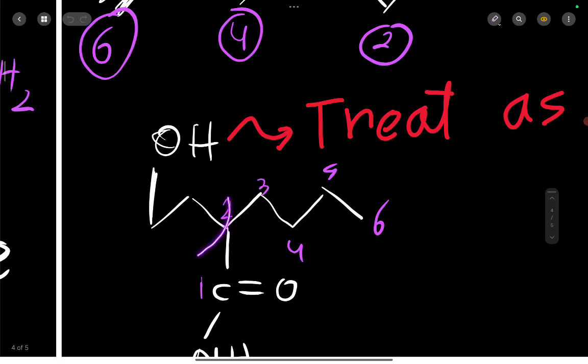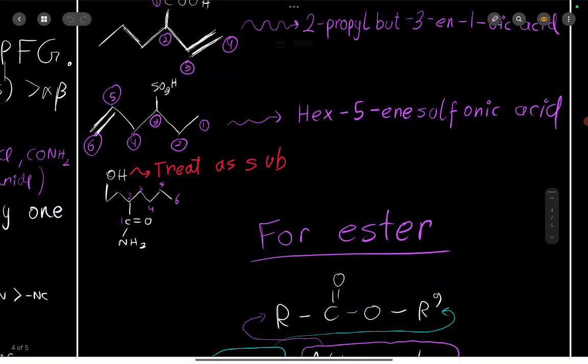This will be written like a substituent. Radical carbon starts from 1 here, 2 here. This will be 2-hydroxyethyl. Second from the naming of the radical carbon, 2 is hydroxy. This is ethyl, 2-hydroxy, and it starts from here.